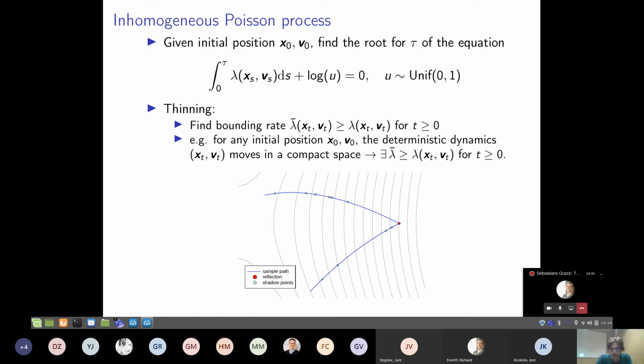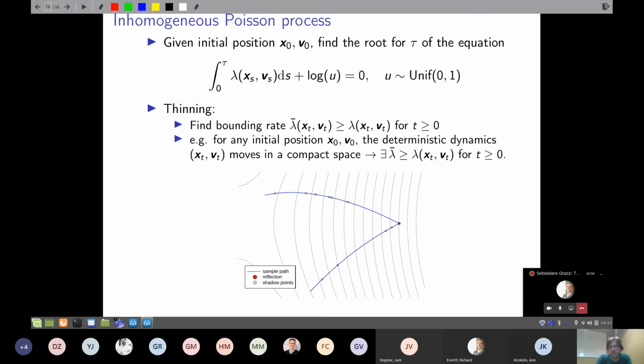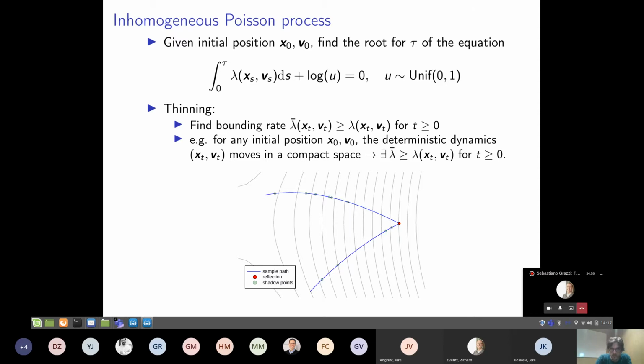As an example, with the boomerang dynamics, given our initial points, the deterministic trajectories all move in a compact space. So there always exists a constant upper bound of the Poisson rates. The effect of simulating from the upper bound is that we have some more events than we need. Some events we call shadow points or shadow events, in which there is no reflection. Basically, the process continues in its direction, so nothing happens. And this is somewhat delicate because it can affect the performance of the sampler.